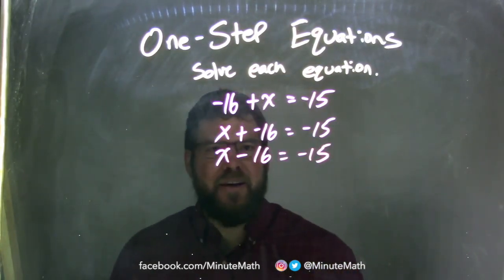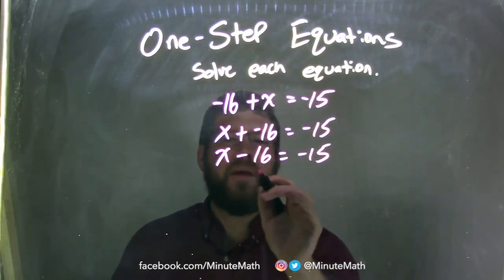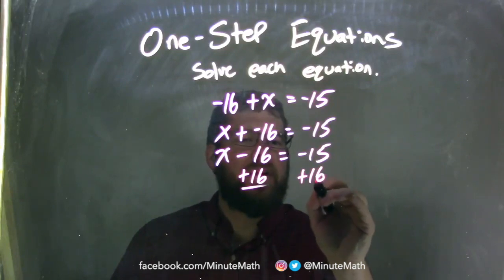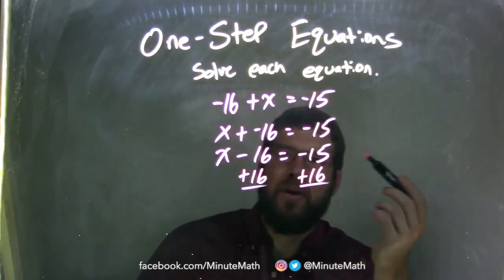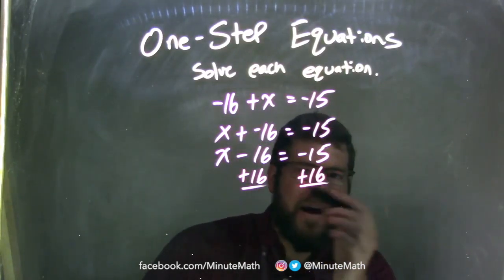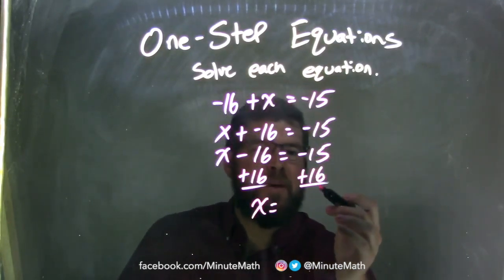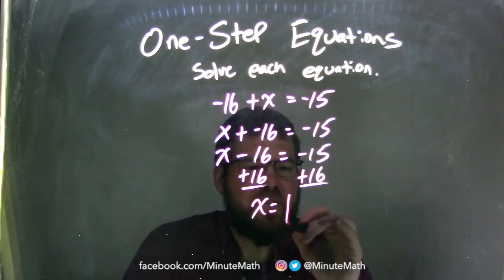Now we can see it, right? Adding a negative is the same thing as minus. So if I add 16 to both sides, that's the opposite of that subtraction. Now, you don't have to do all these steps. A lot of people can recognize it from the beginning, but I wanted to write it out so you can see. So we have x equals negative 15 plus 16. We know that's going to be a positive 1.